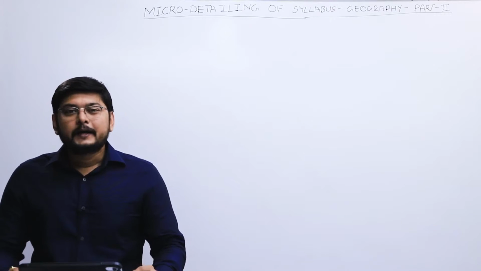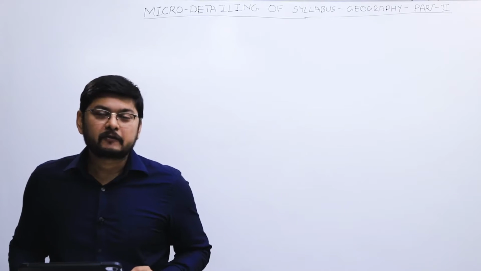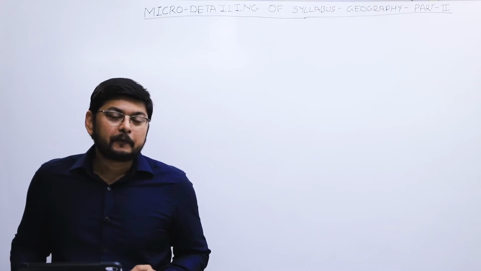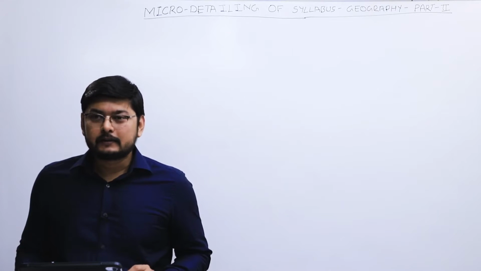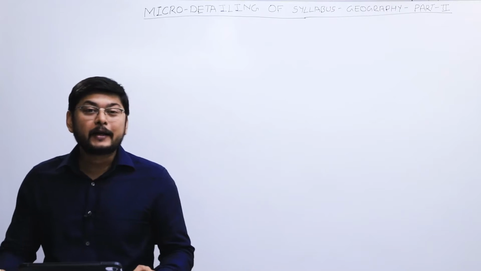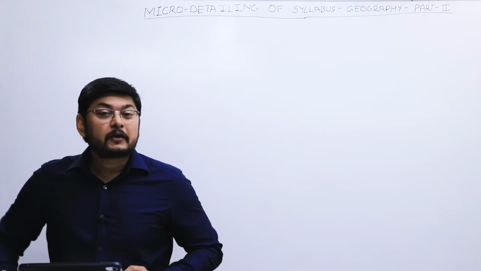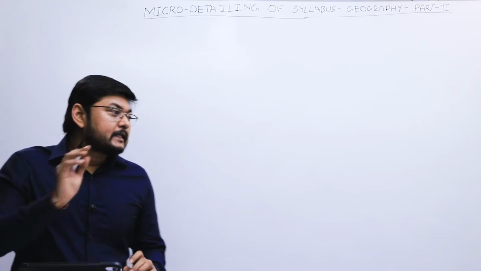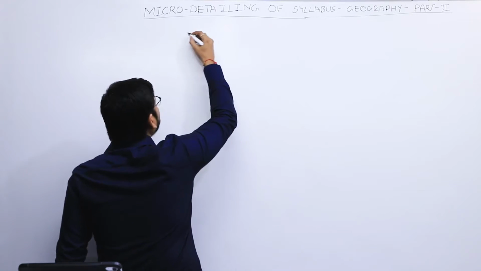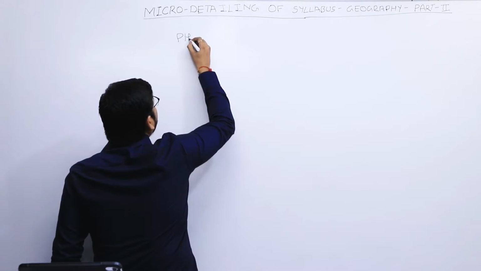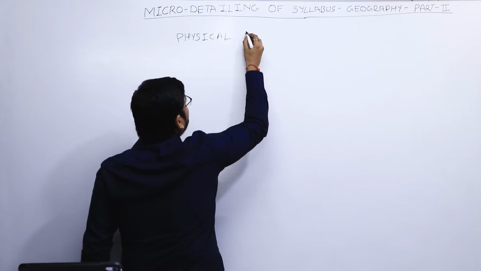So we are into the series of micro detailing of syllabus with respect to the subject of geography, that is part 2. In the previous series, we have seen the different topics and their micro detail with respect to the physical geography of India. In today's session, we will be looking at the micro detail of the syllabus with respect to physical geography of India.